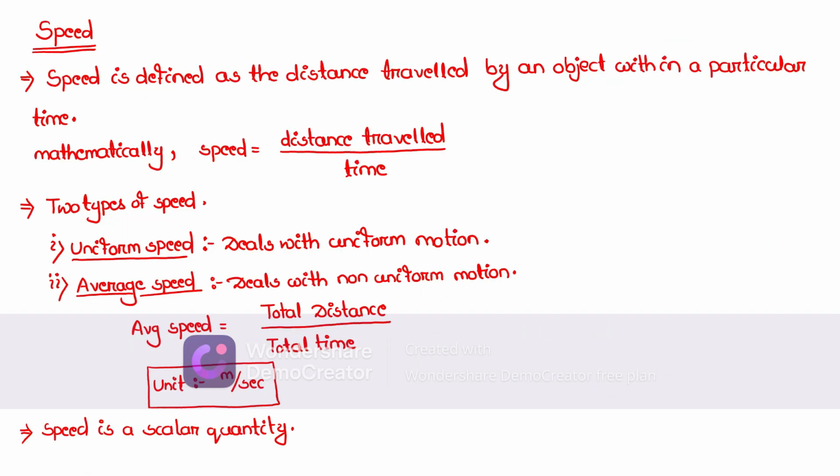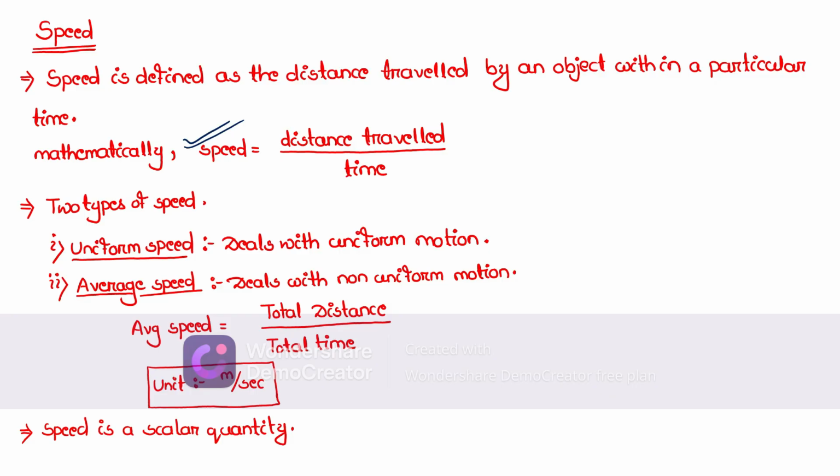Let's go to the next slide. Again there is a definition, that is speed. About speed we are aware from junior classes. Let's see the definition of speed. Speed is defined as the distance traveled by an object in a particular time. Here speed depends upon time as well. If you go for the formula, you can easily understand. Speed is equal to distance traveled divided by time taken. If you divide both terms, then you will get the speed.